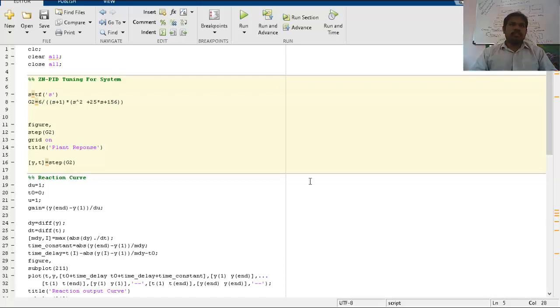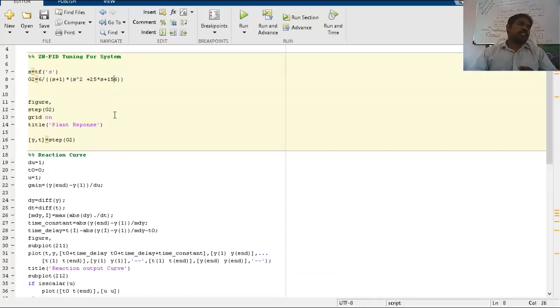This video is mainly used to create Ziegler-Nichols PID tuning for any plant. First of all, we create s equal to tf of s, that means transfer function. Here we are using a higher order transfer function. We have taken the transfer function 6 by (s plus 1) into (s squared plus 25s plus 156).